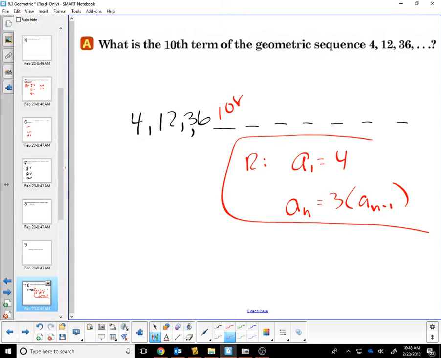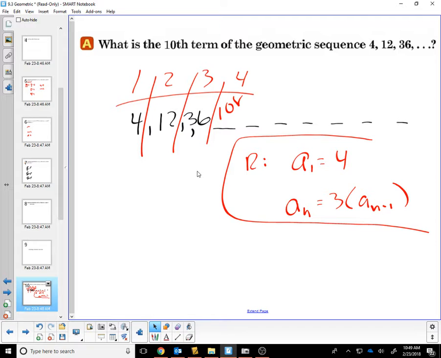Now, explicits are a little bit tougher. They always get a little bit tougher. So what we need to do is think about how the position number produces the answer. Because remember, recursive can only have, we can only have it in terms of n.